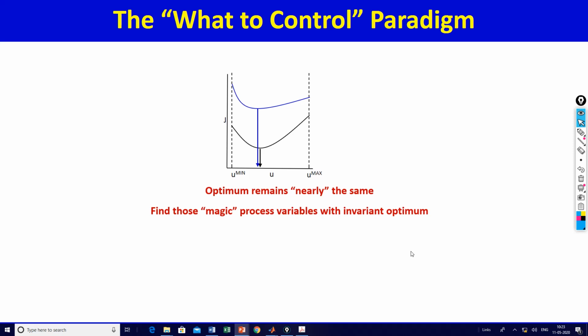So this is the what-to-control paradigm. If you ask for optimal operation, for economic process operation, what are the process variables that we should control? Well, you should control all the active constraints and maintain them at minimum or maximum, depending on where the constraint gets active. And then you should control these magic process variables, which I call economic controlled variables. Skogestad calls them self-optimizing controlled variables. These economic CVs ensure that the process operation remains near optimal at constant set point.